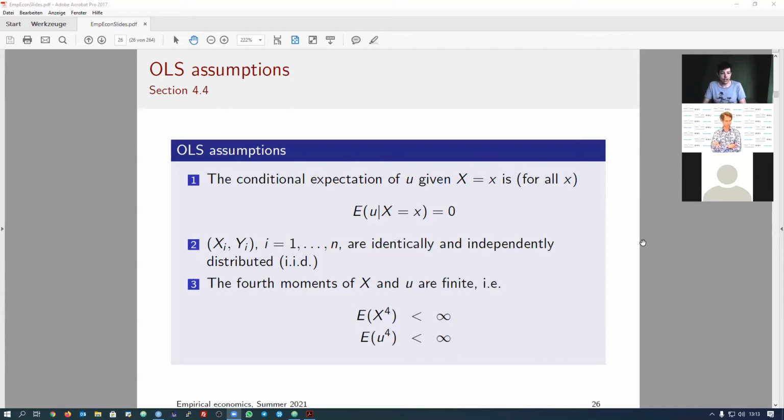Let me just tell you about the other 2 assumptions. The second one is that the pairs of exogenous and endogenous variable are IID, so identically and independently distributed. So they are from the same population, and they don't depend on each other, so one person doesn't depend on the other person. And the third assumption is that the expectation of x to the power of 4, the 4th moment of x, and the expectation of u, the error term, to the power of 4 are finite. We'll come to that later on as well.